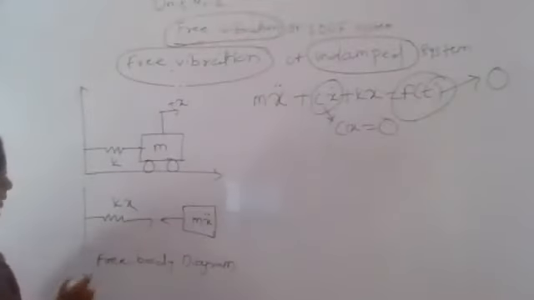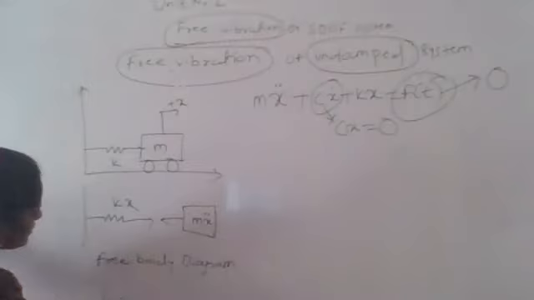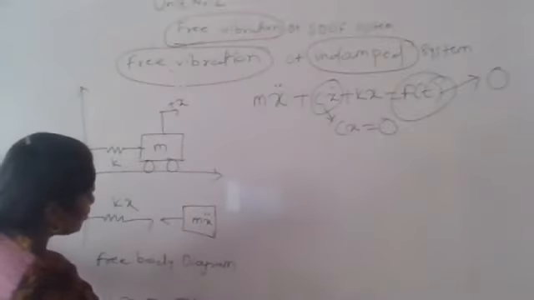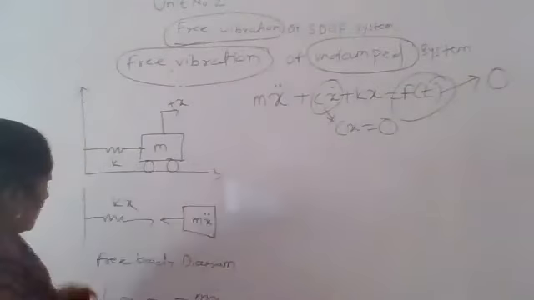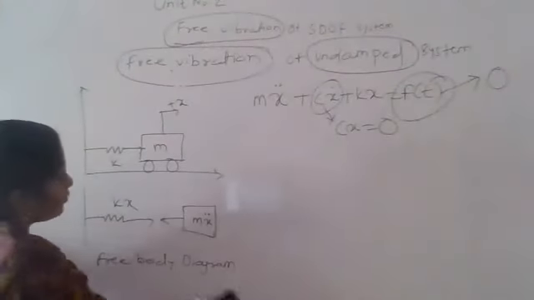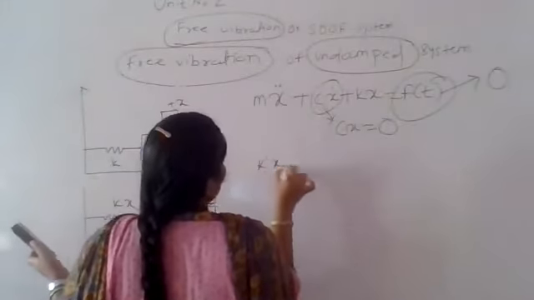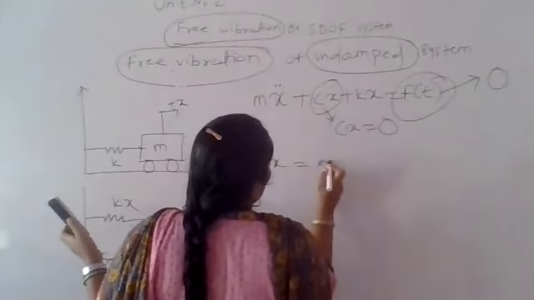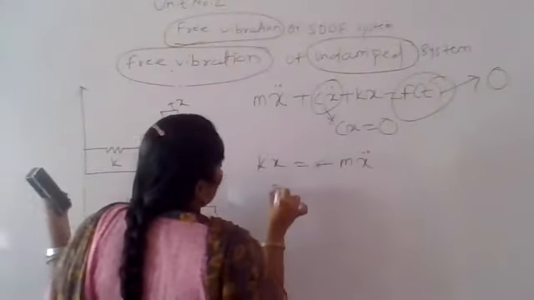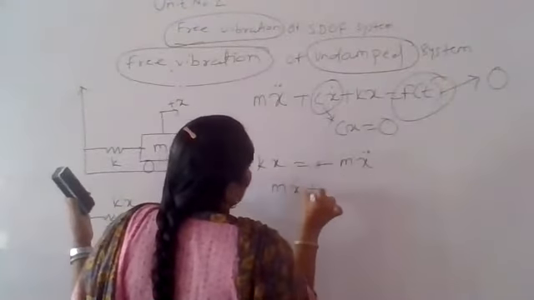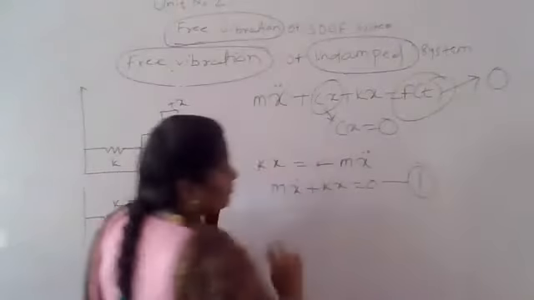And in this system, if we go for this free body diagram, whatever this k value is equal to minus of m x double dot. So for this free body diagram, kx is equal to minus of m x double dot, and so the equation will be produced as m x double dot plus kx equal to 0, and that is equation number 1.